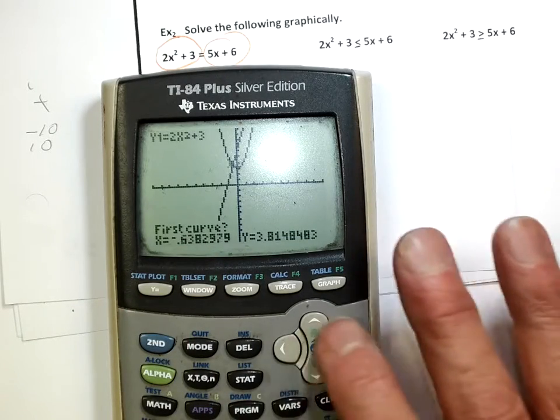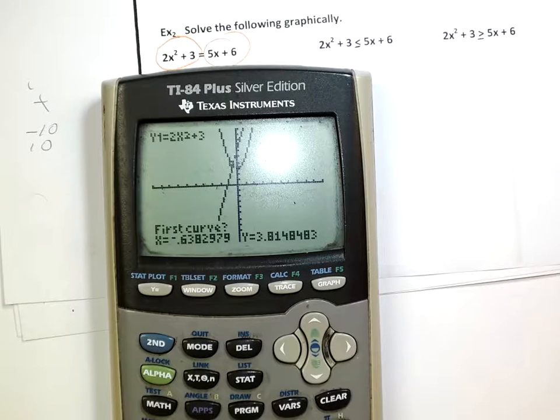When I finally decide where I want to put it, try and put it right where they intersect. It's blinking. When I want to lock it in, I push enter. So I just push enter, it locks it in.